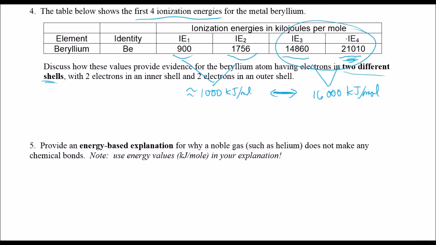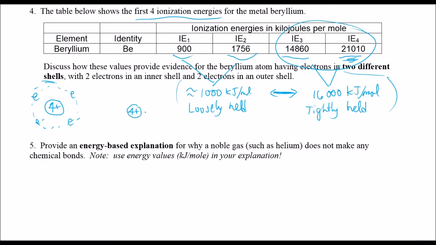These must be much more tightly held. These are much looser held. So if we assumed that beryllium has 4 protons, and all the electrons are in one equidistant ring, it would be very hard to explain this vast difference in energy needed to remove the 3rd and 4th electrons.